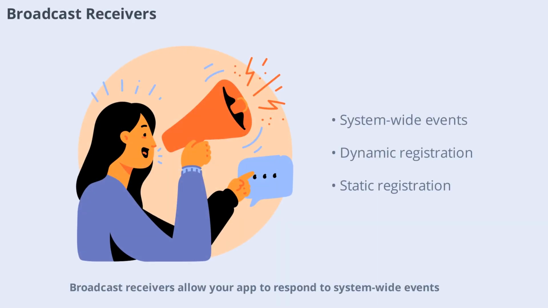Broadcast receivers allow your app to respond to system-wide events such as connectivity changes or incoming messages. Interviewers may ask you to implement a receiver and explain how to register it dynamically or statically. Understanding broadcast receivers is key for building interactive apps.